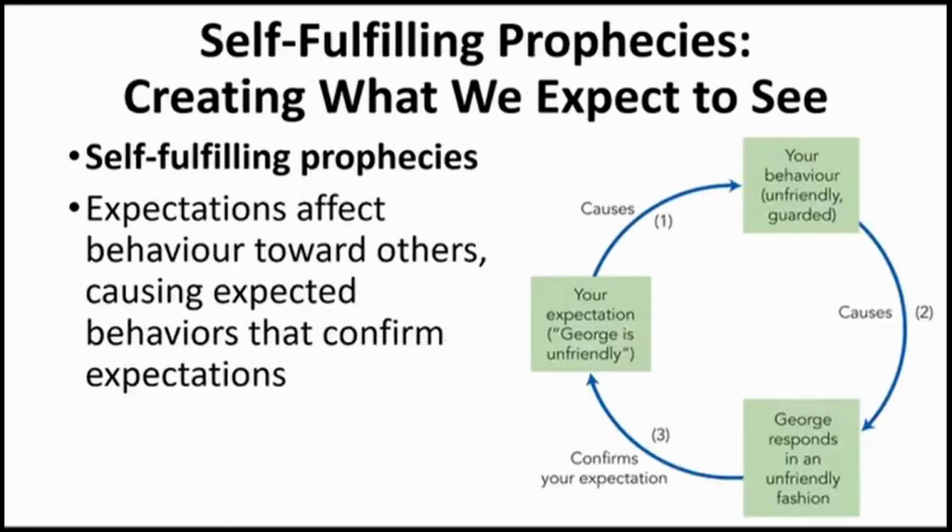Which leads us to the next topic, which is the idea of self-fulfilling prophecies, where not only are we interpreting information in the light that we expect to interpret it, now we start creating what we expect to see. So a self-fulfilling prophecy is basically this idea that your expectations are going to affect your behavior towards others, which will cause that expected behavior to confirm your expectations.